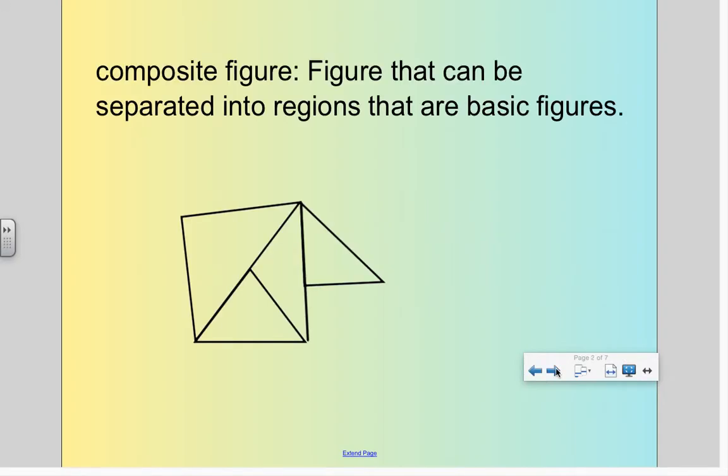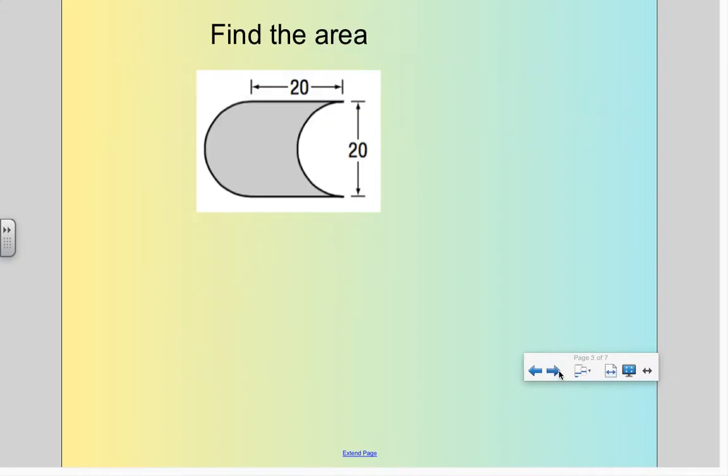All right, so we're going to talk about composite figures. A composite figure is just a figure that can be separated into regions that are basic figures. If I look at this weird, wonky looking thing here, I can see basic figures. I can see 4 basic triangles within this figure. So a composite figure is just a bunch of basic figures thrown together in a weird way.